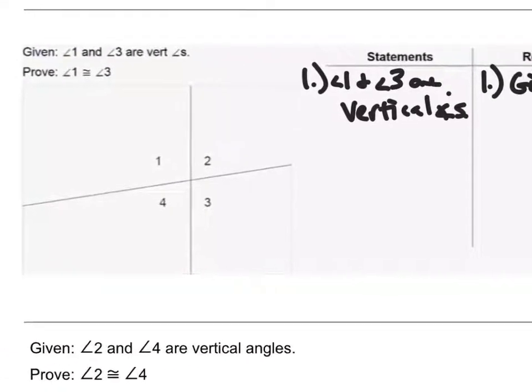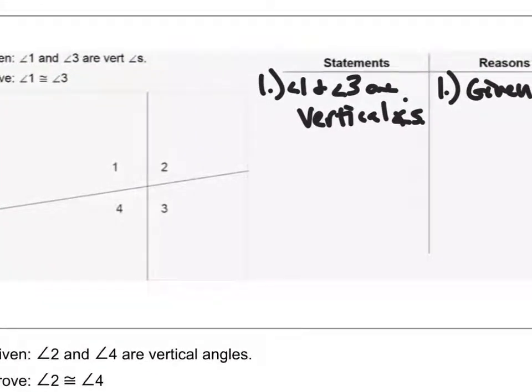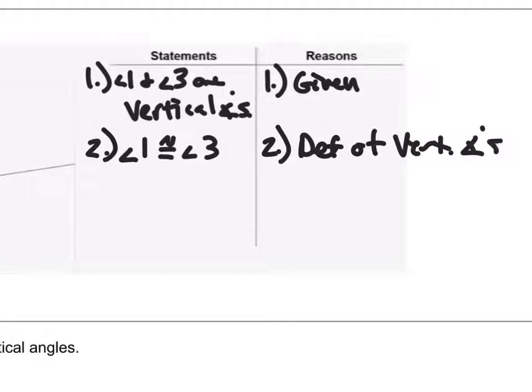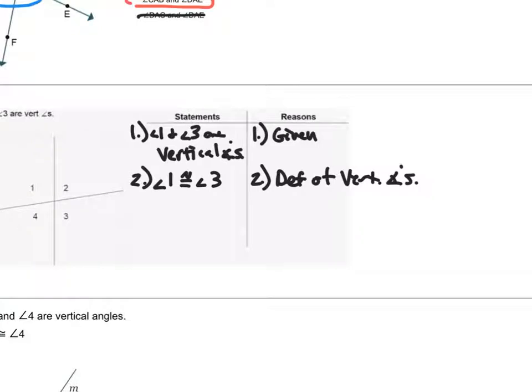Okay, so here's what we know. If angles 1 and 3 are vertical angles, then we know that they're congruent, which is coincidentally the statement that we're trying to prove. So it's really not too bad. Angle 1 is congruent to angle 3, and the reason is the definition of vertical angles. Pretty easy, not too bad.